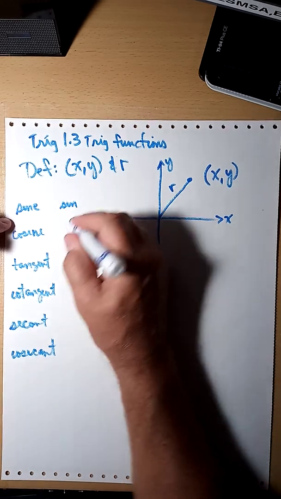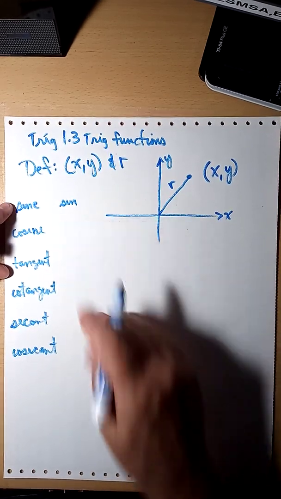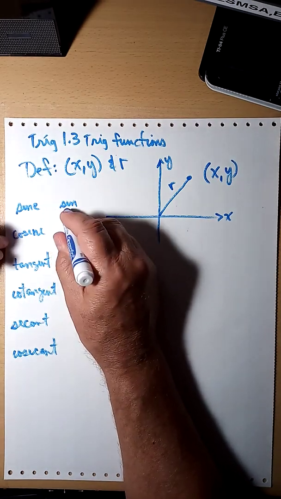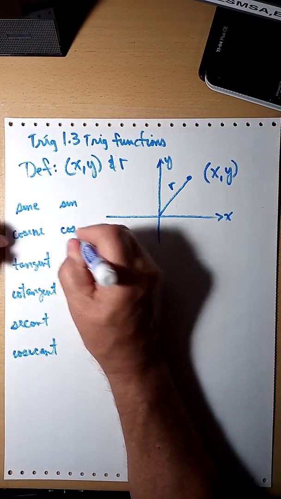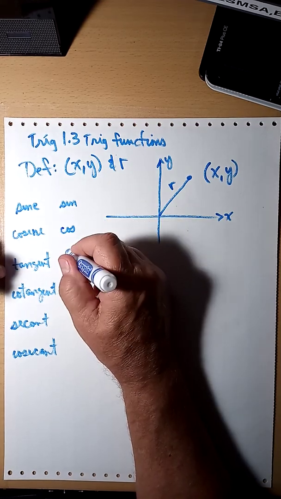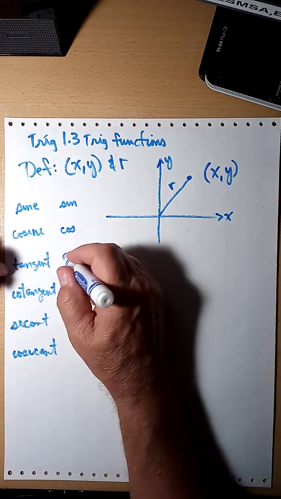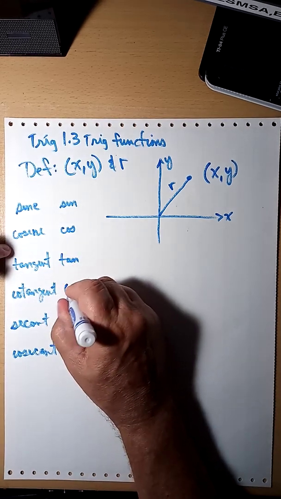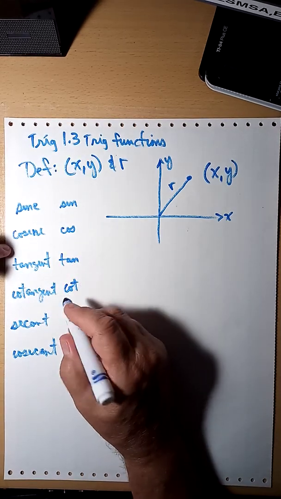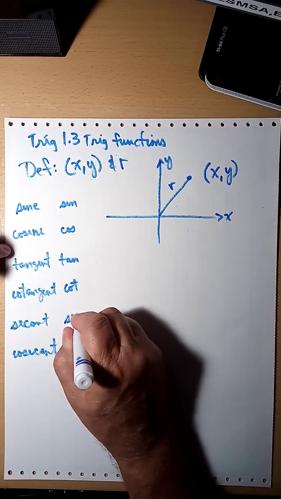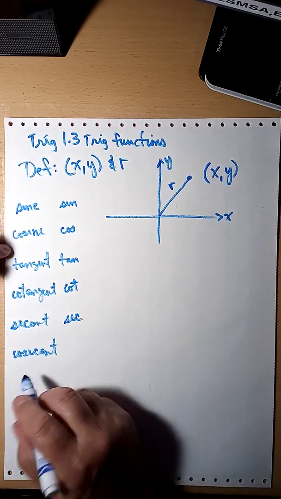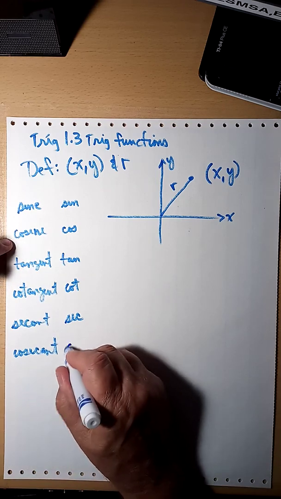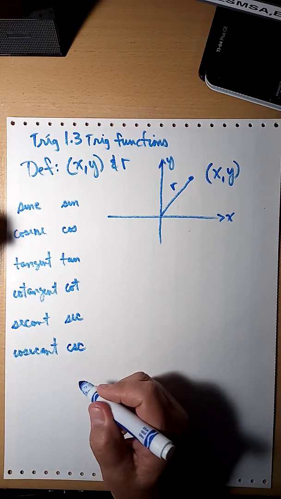For each of these functions, there's going to be a shortcut, an abbreviation. Sine is going to look like sin, but it's still pronounced sine. Cosine is going to be cos, I guess, but I still say cosine. Tangent is tan. Cotangent is cot. Secant is sec. It'd be nice to do cos, but we've already done that for cosine, so they use csc for cosecant.